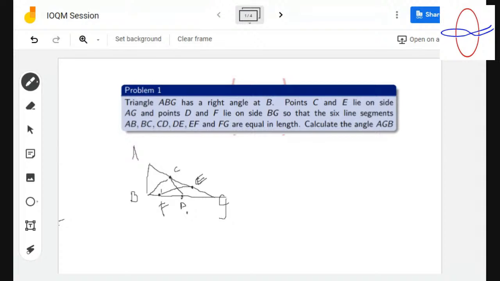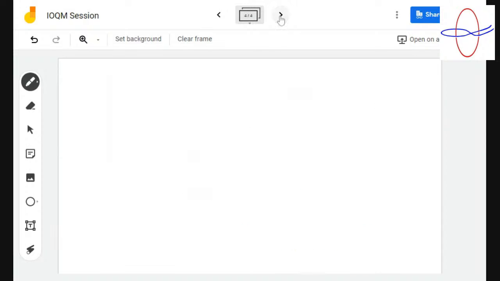Okay, guys. So welcome back. It's a very easy problem, but it's an interesting problem. Are you ready for the next problem? So let's do the next problem, guys. It's an algebra problem. Let's do this.